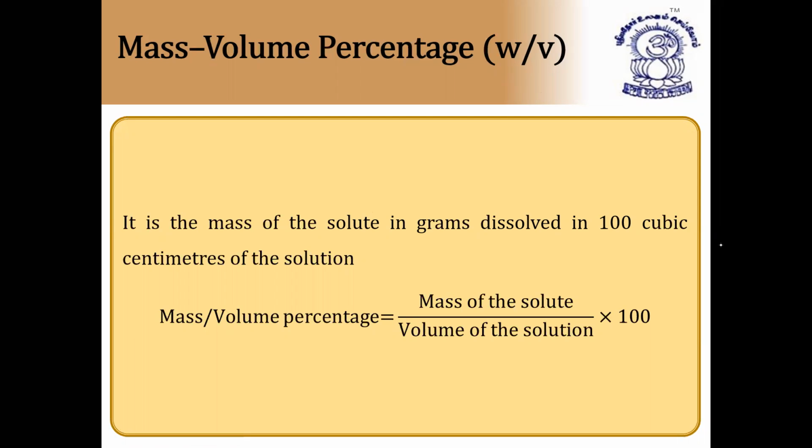Suppose they are given in grams and volume in liters, then we have to convert the given volume into milliliters. So that's why units are important for solving numericals, because in the examination they will try to change the units. So it is the mass of solute in grams dissolved in 100 cc of solution. So mass by volume percentage is another way of expressing concentration of solution. So mass percentage, mass of solute by volume of solution into 100. I hope it is clear now.